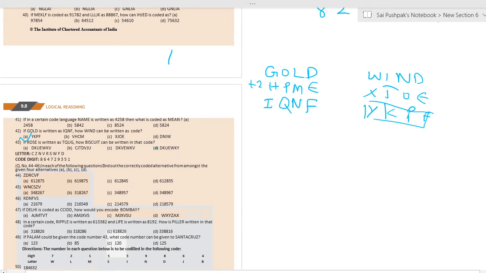So guys, the 43rd question is similar to this one only. Rose is coded as T, Q, U, G. Similarly, RST, OPQ, STU, EFG. Okay. I think you can code biscuit now. I'm giving it to you to do. Simple.